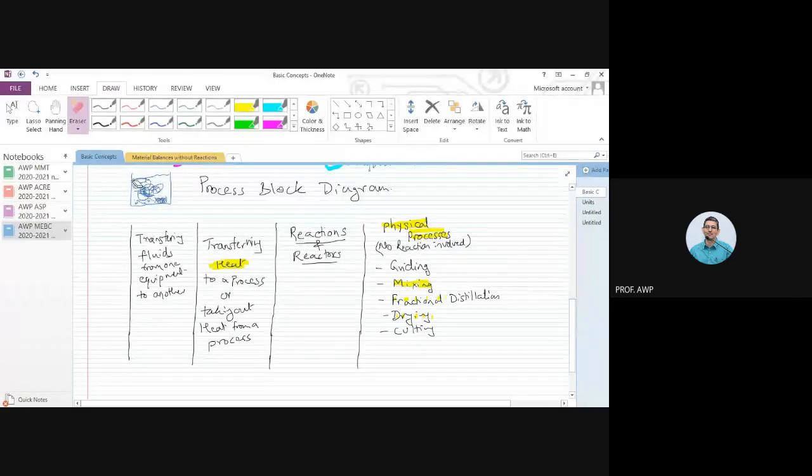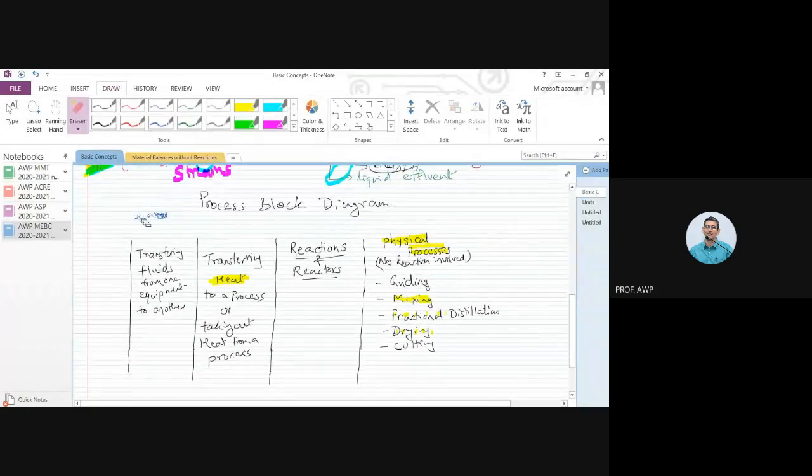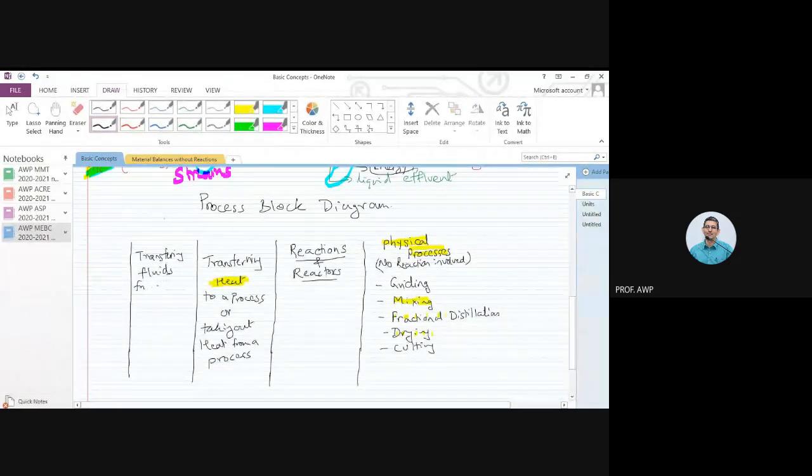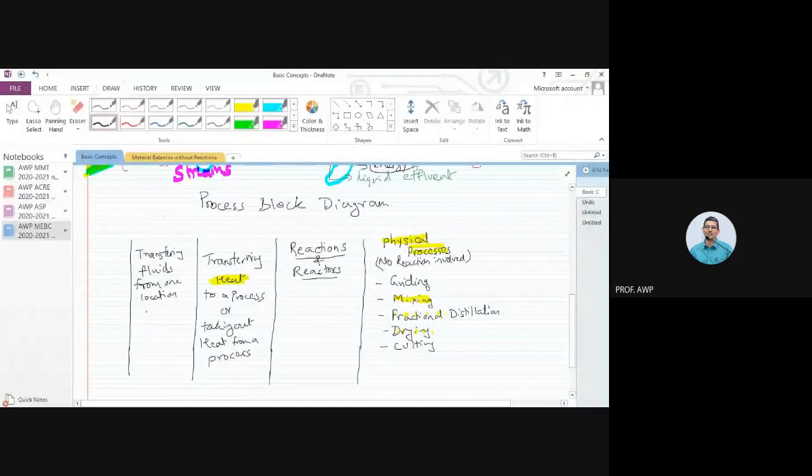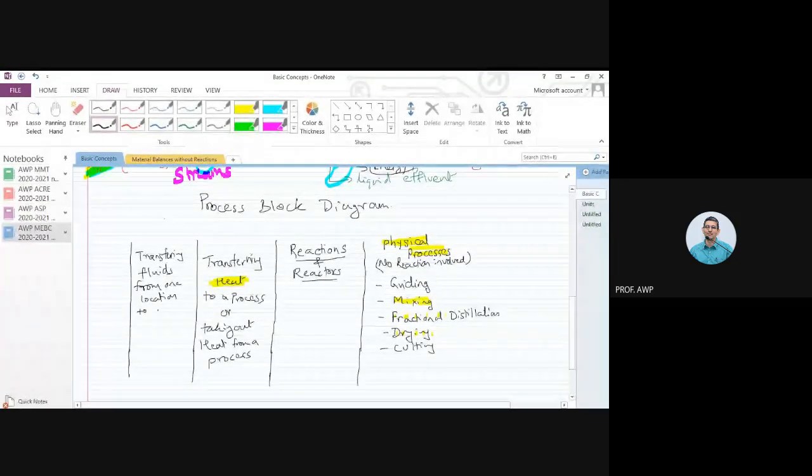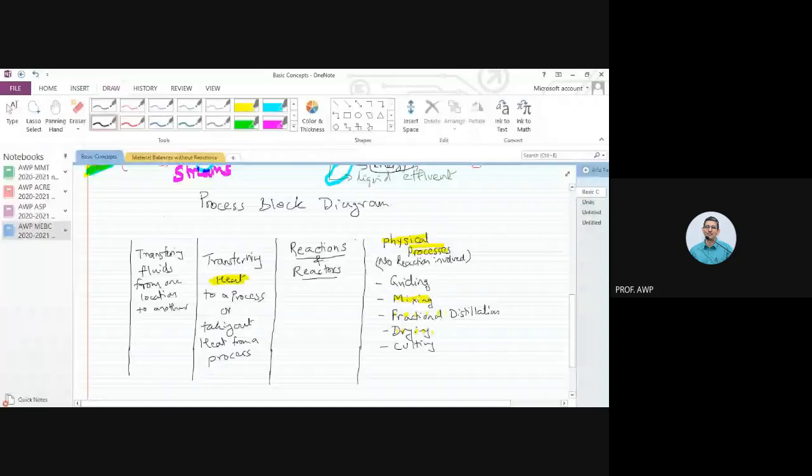So that's also a transfer of material from one equipment to another equipment, or from one part of the equipment to another part. So I will say, rather than saying from one equipment to another, transferring fluids from one location to another location. That location may be another equipment, or it could be another location in the same equipment, same vessel, same device.